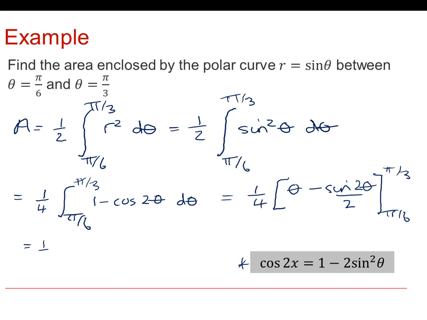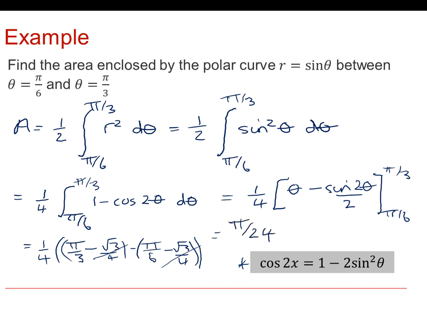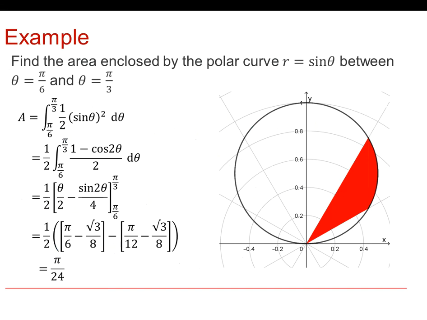Putting in the values, this would give us pi by 3 minus root 3 over 4, minus pi by 6 minus root 3 over 4. Those values will cancel out, and then multiplying that gives us pi by 6, multiplying by that quarter gives us pi by 24 as the area. It's always useful to sketch a graph to check that the answer looks sensible. You can also check definite integrals on your calculator.